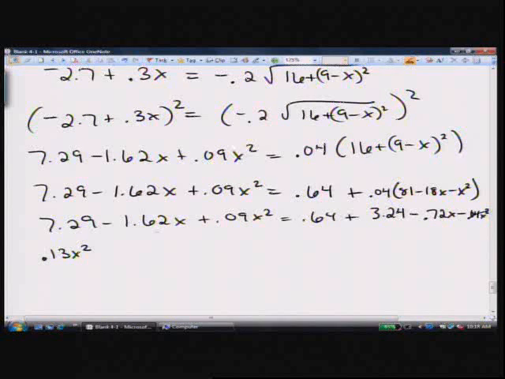1.62 minus 0.72 is how much? I just need the difference. I know it's going to be negative. 0.9, yeah. Do we agree? And then this is 7.29, and it'll be take away these two. So take away 3.88. 3.41?